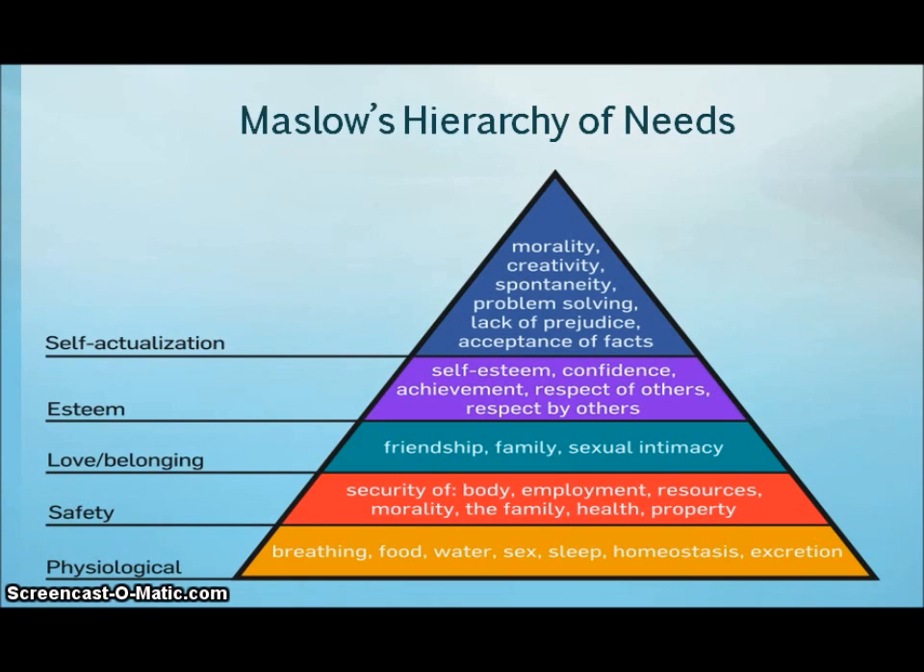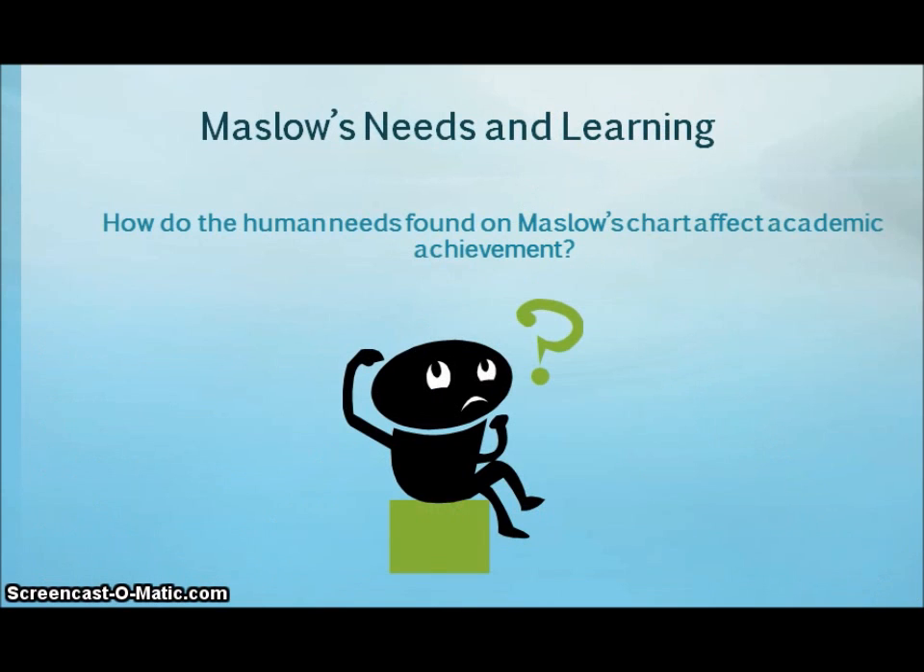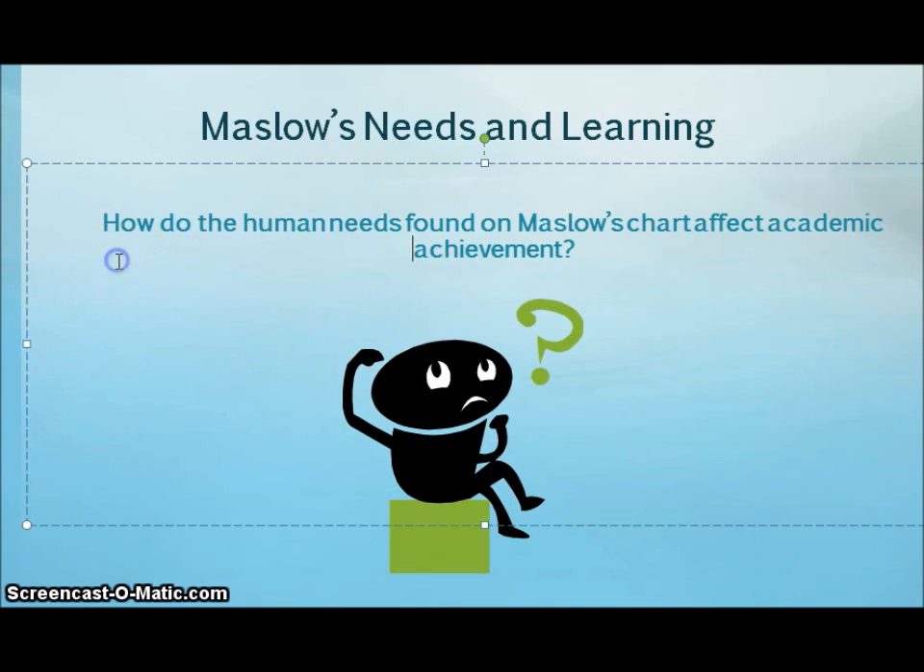A person must satisfy each level of the chart before he or she is able to act unselfishly and move towards self-actualization. You can see examples of the needs within the different levels. This is the question that my field educator and I thought about. How do the human needs found on Maslow's chart affect academic achievement?